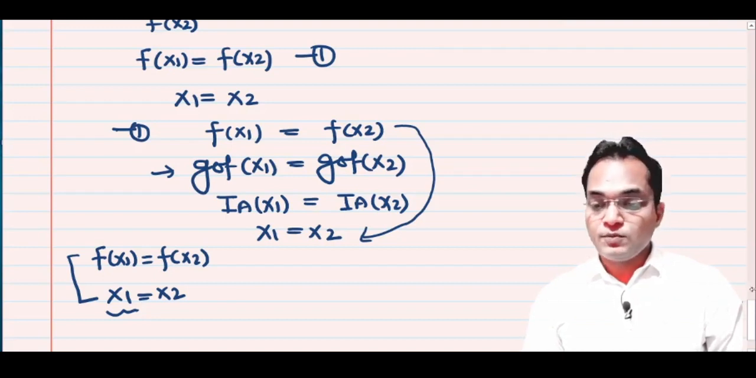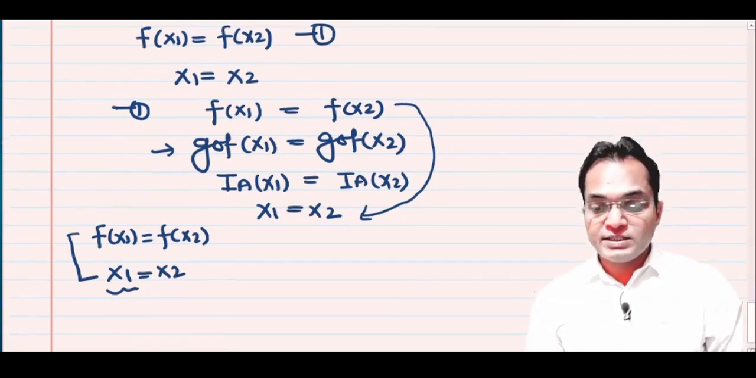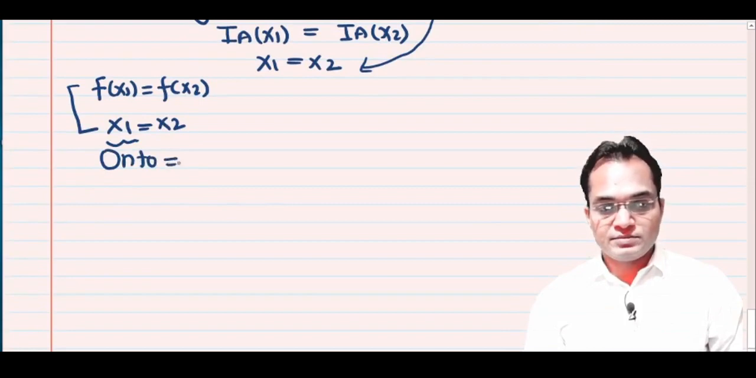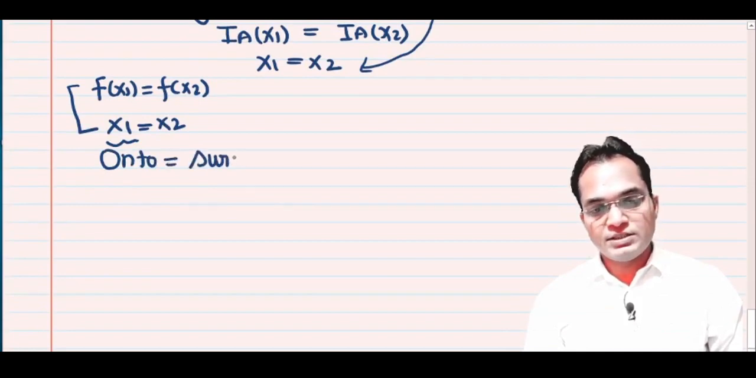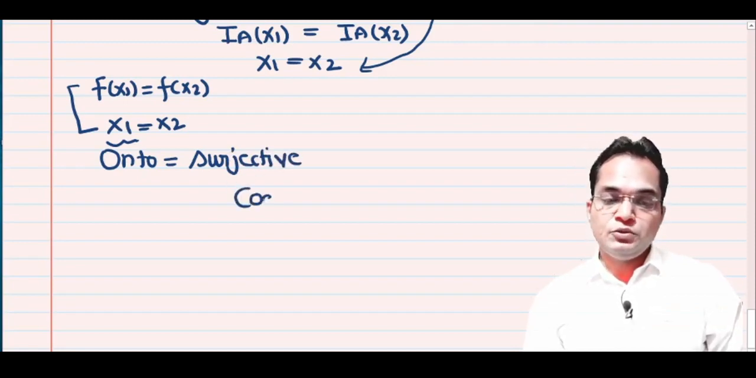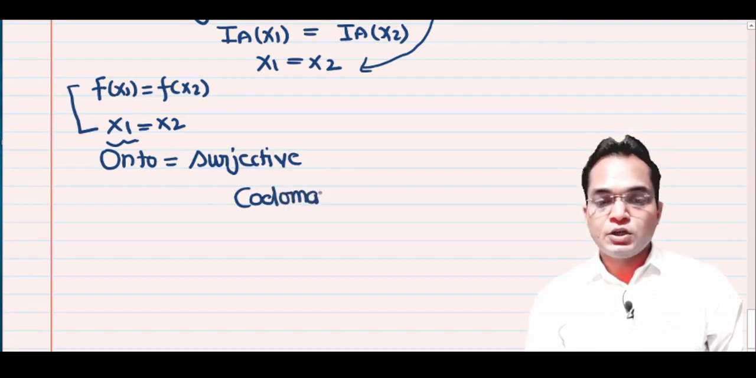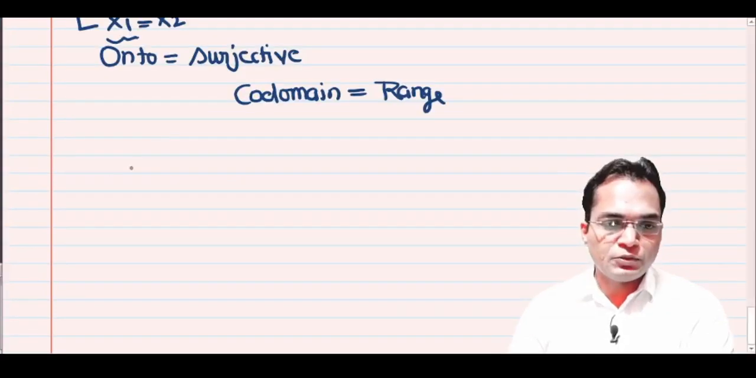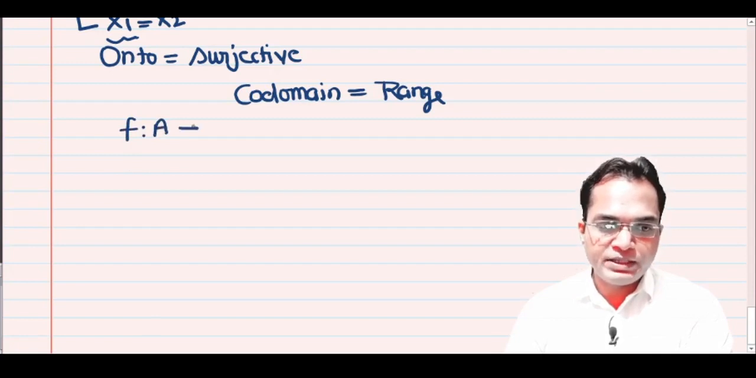Got it? Now for a bijective function we have to prove that the function is onto also. Or you can say it is the test of surjectivity. For a function to be surjective, what is the fundamental necessity? As you know, for a surjective function, codomain equals range. As we know, f is defined from set A to set B, and it is the part of codomain.